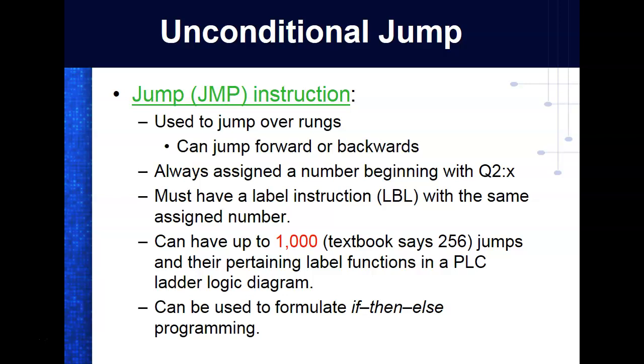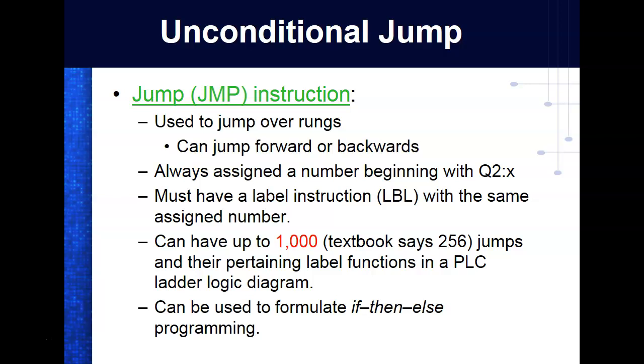Everybody understand that? The book says we can have 256 jump instructions. That's not true. We can have 1,000 of them. So our Qs could be Q2:000 through Q2:999. So we have up to 1,000 jumps inside a program. Everybody got that correction?